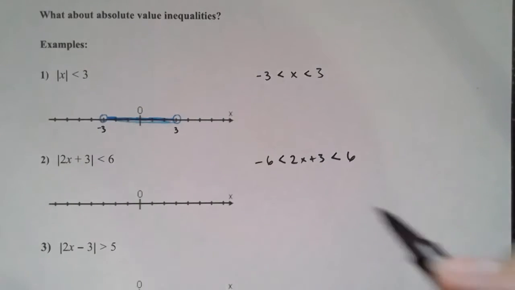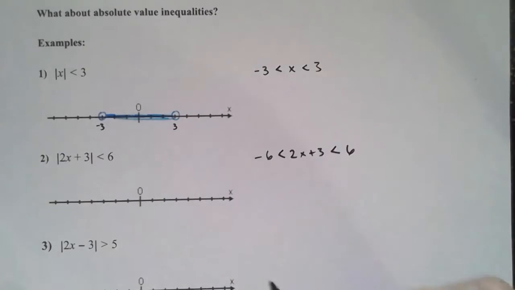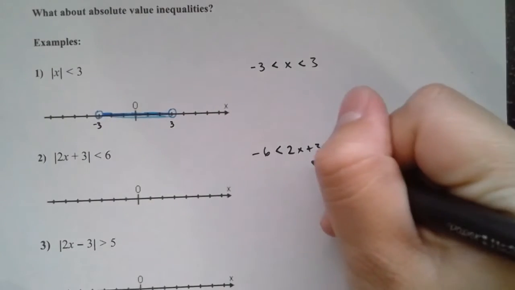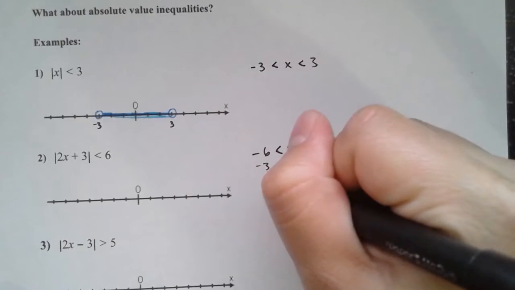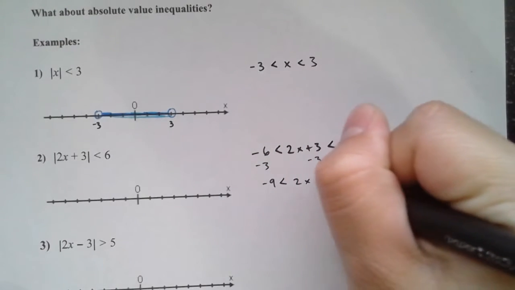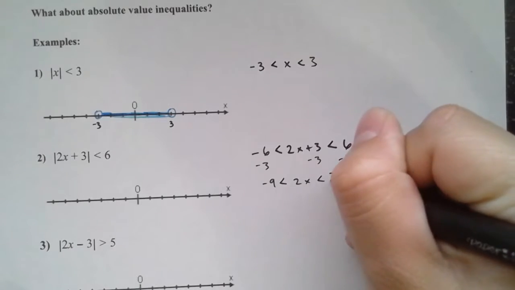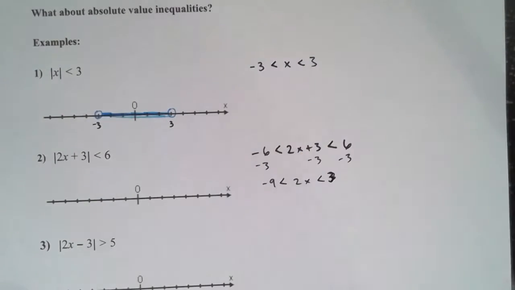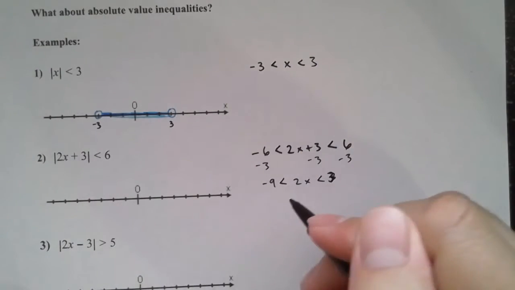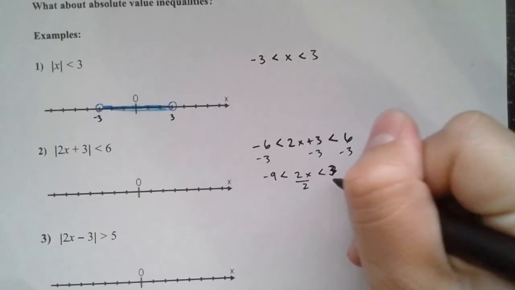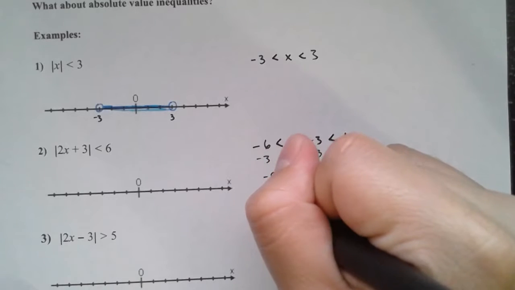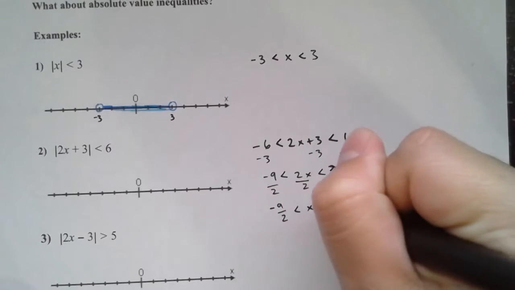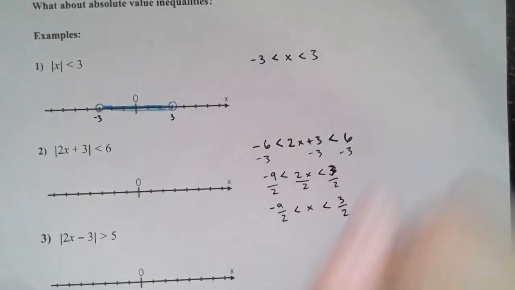So now I solve for x by itself, so I subtract 3 and I get negative 9 is less than 2x, which is less than 3. Whoops, 3. And then I divide by 2, and this is not going to be one of those whole number ones, so I have negative 9 over 2 is less than x, which is less than 3 over 2.